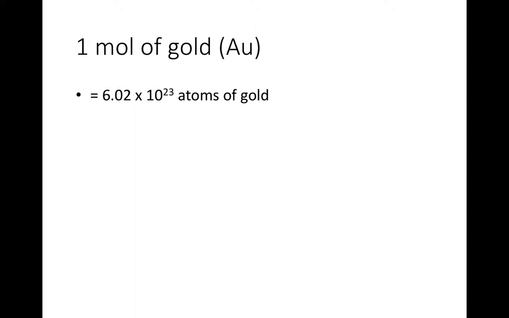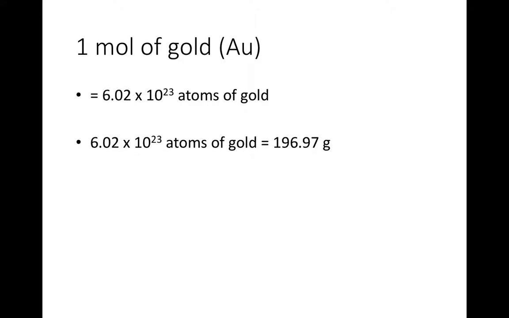1 mole of anything means you have 6.02 times 10 to the power 23 of that thing. So if I have 1 mole of gold, I have 6.02 times 10 to the power 23 atoms of gold. Now, if you wonder how much those atoms of gold weigh, let's say I took all of those atoms of gold and put them on a weighing scale, they would weigh about 196.97 grams.